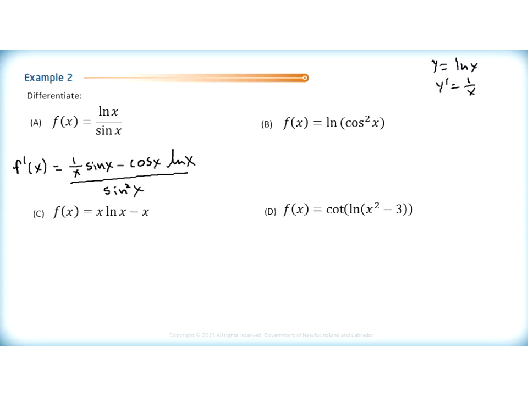Can we simplify that? Sure, what the heck, let's do it. So if I simplify that, we're going to have to multiply this stuff over here by an x to get that common denominator. So it's sine of x minus x cosine x ln x, all divided by x times sine squared. So I did that rather quickly, but that's the simplification thereof.